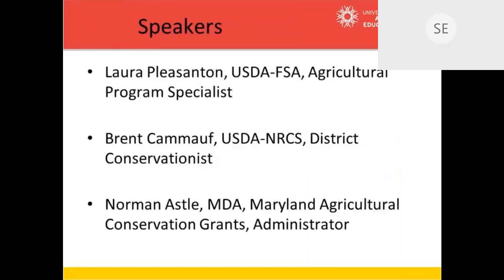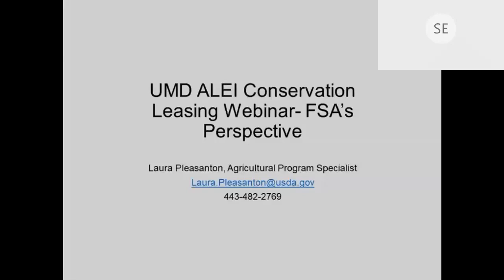To help us through that process, we have experts. We have Laura Pleasanton from FSA. We have Brent Kamoff from NRCS. He's a district conservationist. And we have Norm Astle from the Maryland Agricultural Conservation Grants Program. And I am going to turn it over to Laura to get us started today.